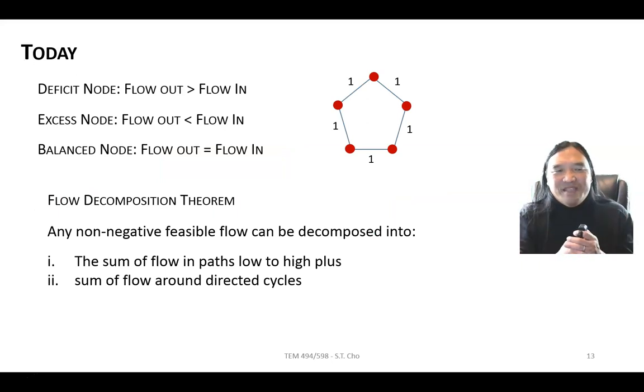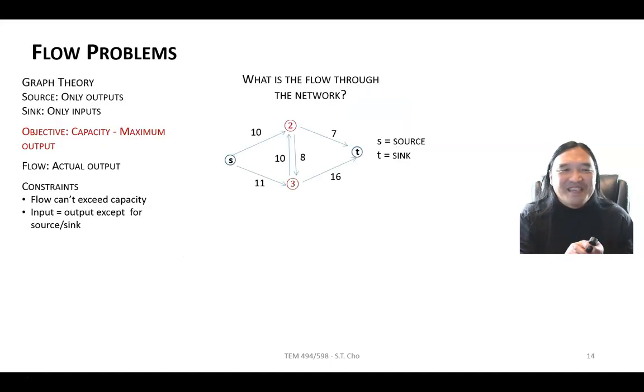So we've already talked about deficit nodes and excess nodes, but what it pretty much comes down to is the flow is feasible as long as you make it non-negative. All of it pretty much has to add up in the end, and that's all it's saying. So when I look at flow problems in graph theory, I have a source and I have a sink. I have an objective, and that's I'm trying to maximize my output and minimize my costs.